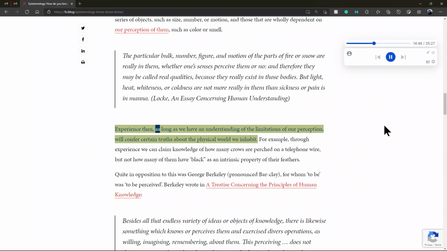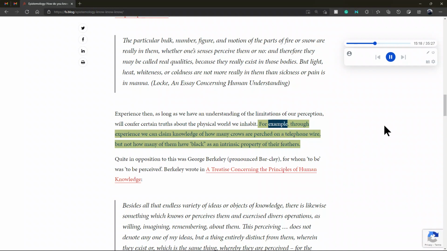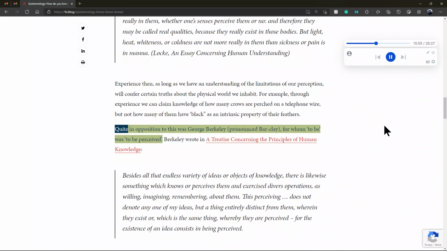Experience then, as long as we have an understanding of the limitations of our perception, will confer certain truths about the physical world we inhabit. For example, through experience we can claim knowledge of how many crows are perched on a telephone wire, but not how many of them have black as an intrinsic property of their feathers. Quite in opposition to this was George Berkeley, pronounced Barclay, for whom to be was to be perceived.